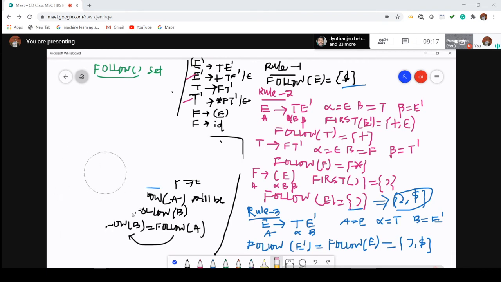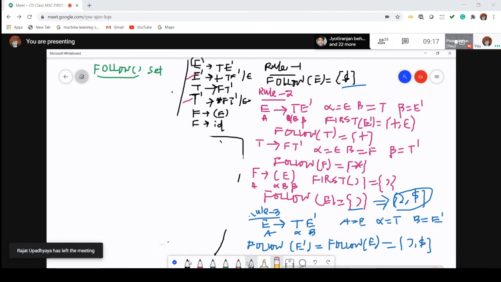Then we will go for the other productions. The second production is again rule number 3. The second production is E dash to plus T E dash or epsilon. Let us first take the plus T E dash, then I will go for the epsilon. So for this production it will be E dash to plus T E dash.